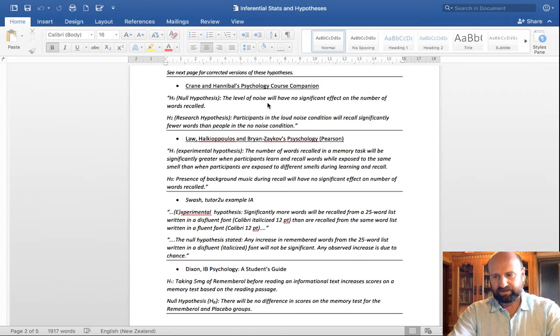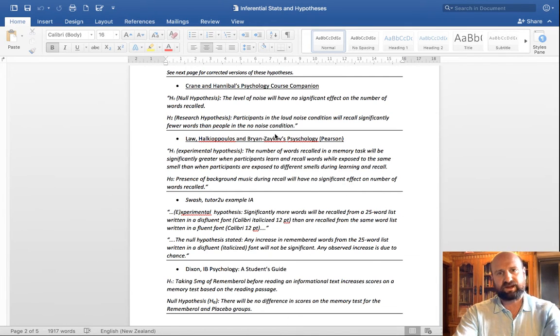And actually this is incorrect, and the reason for that is our hypotheses are hypotheses of what's true in the population and not a prediction of what will happen in our sample. So we can use the present tense. We should use the present tense when we are writing hypotheses. So what I included here were the examples.